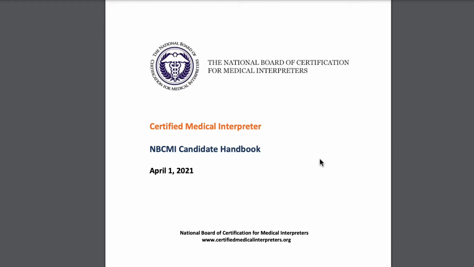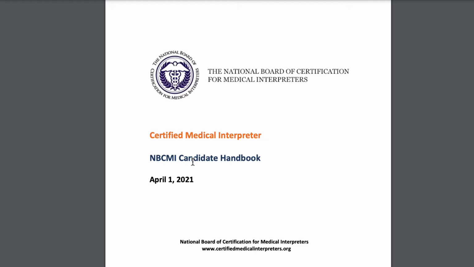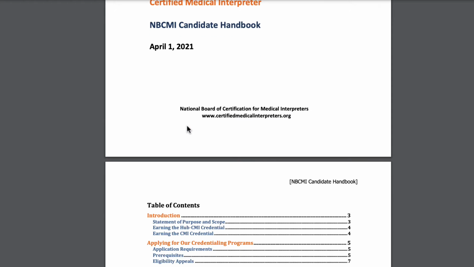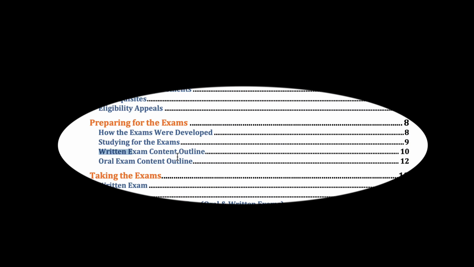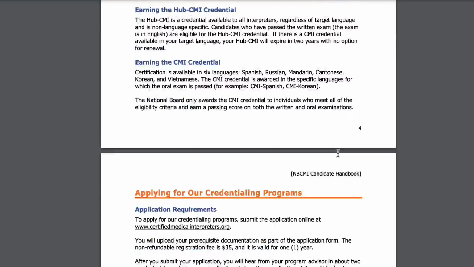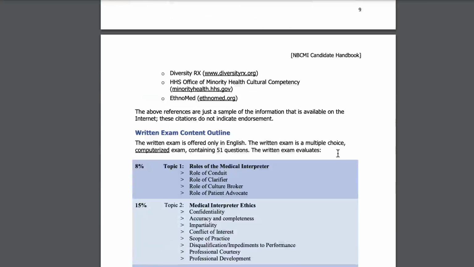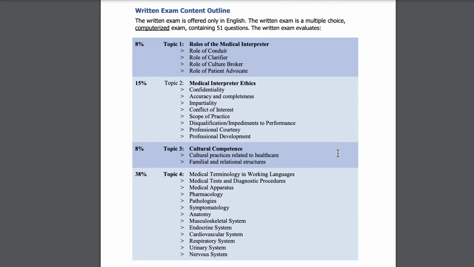So we are going to start once again by looking at this MBCMI Candidate Handbook. If you have not watched the first 2 videos, I highly recommend you do that before watching this video. You will see where you can find this, but short answer, you will be able to find this on the website. Here, I want to have a look at where it says preparing for the exams and written exam content outline. It says page 10, and also page 12 for the oral exam. So let's go down all the way to page 10, and that's where you will be able to find the written exam content outline.